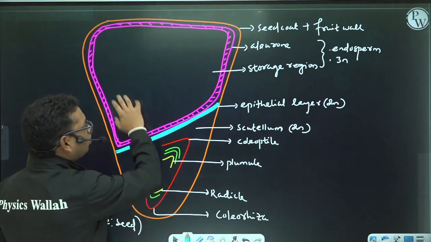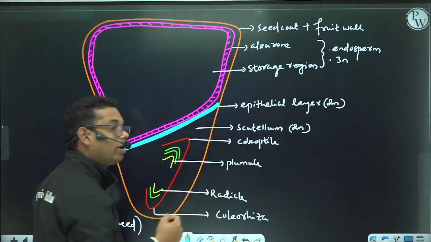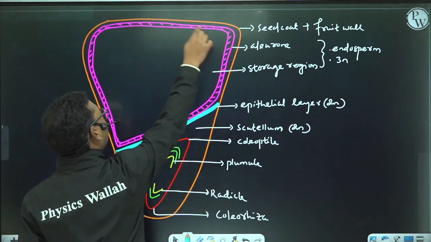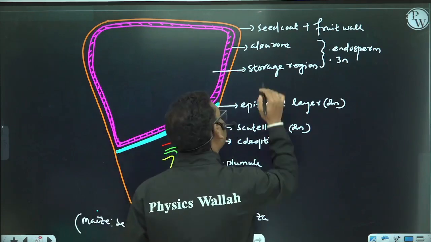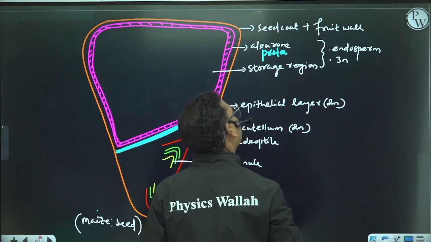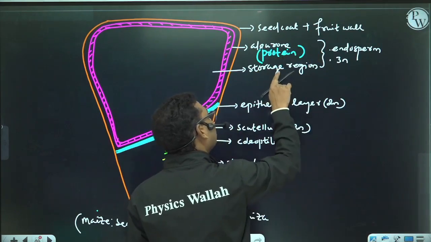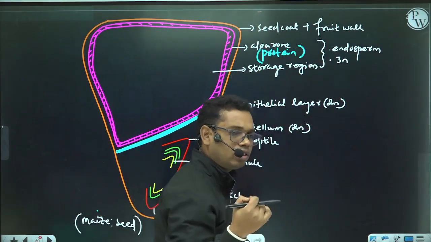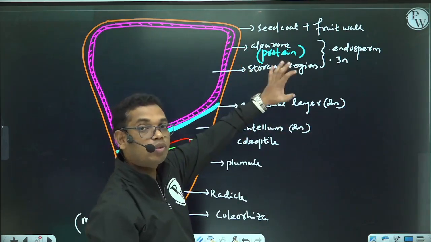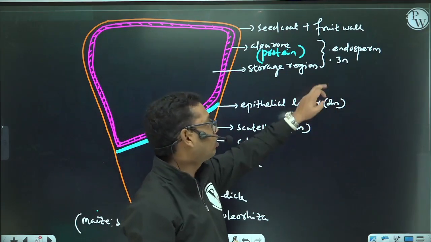This endosperm has two regions. This region is called the storage region, which stores food mainly in the form of starch or fat, whereas this outer region is called aleurone, which is protein rich and stores food in the form of proteins. Both of them together form the endosperm, and because they are endosperm, they are triploid in nature.